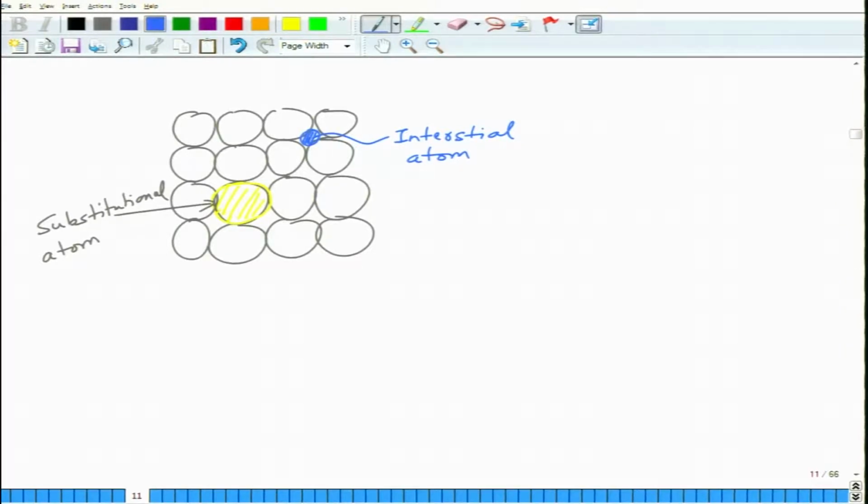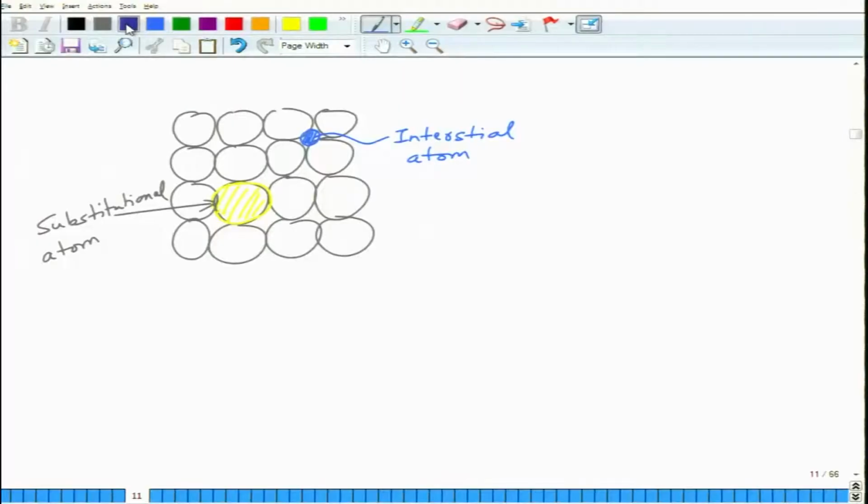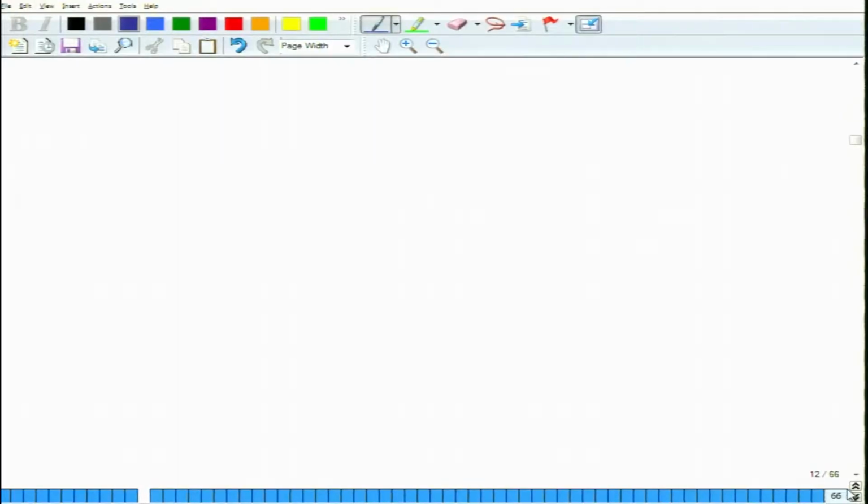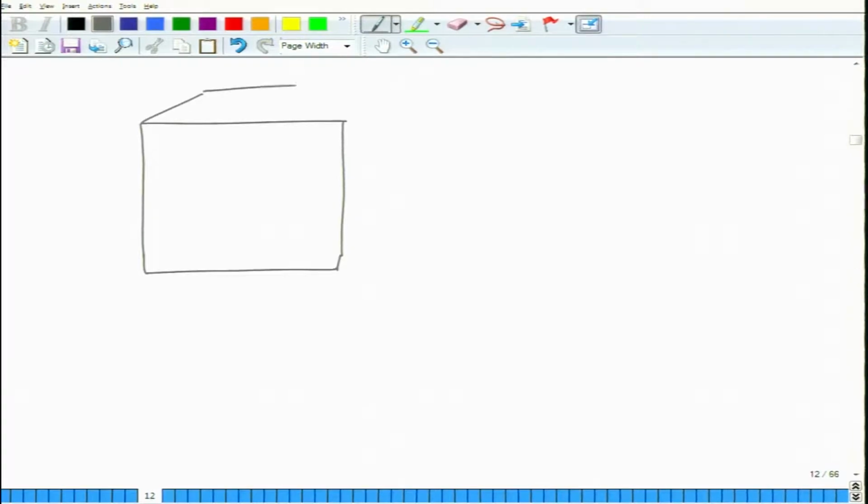These defects may exist together, they may exist independently depending upon the type of impurities that you have present in the material. So, these are the defects which are present in all sorts of materials. As far as ionic solids are concerned, let us say you have an ionic solid. The best ionic solid that we know is NaCl. Okay.